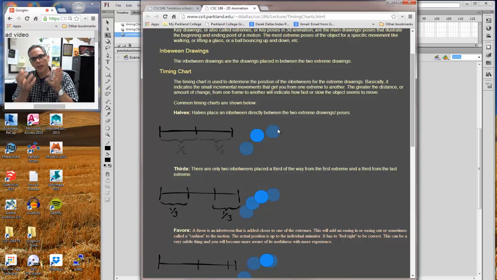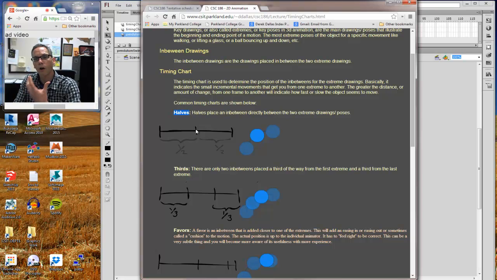So really you're taking your extreme drawings, your first one, your next one, and then you're filling in the gaps. What's going to happen in the middle? Or is the middle a little more favoring one or the other? So we get what's called timing charts. They're called halves, where you take the distance or the amount of change, and then you put something right square in the middle. So half of the distance between here is here. If this is frame 1 and this is frame 9, then in the middle this is going to be frame 5.